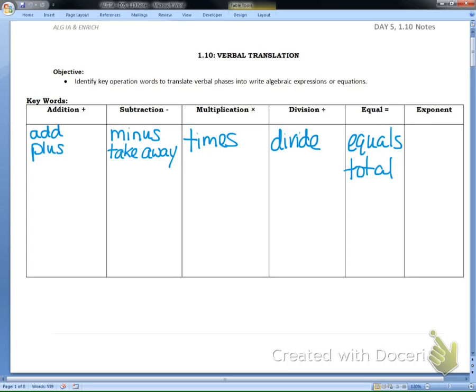Now, if you have the word total underneath the addition category, yes, when they say what is the total of something or another, then that's usually meaning addition as well. But as we go further along, that total is actually that equal sign. So let's make sure you move that word total underneath equals. Alright, so let's see how far you've gotten. If you don't already have those, put them down.